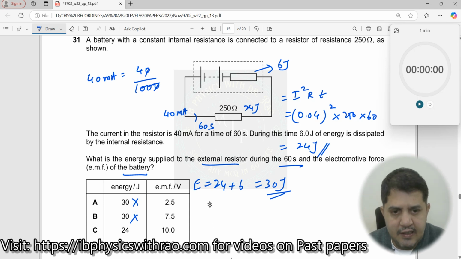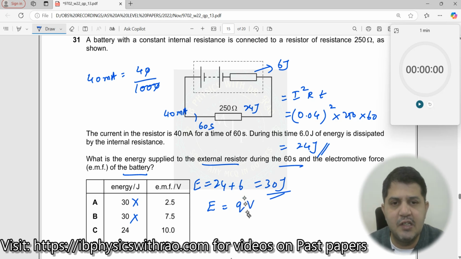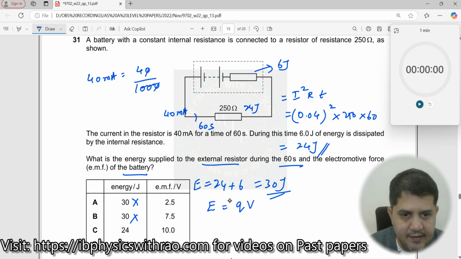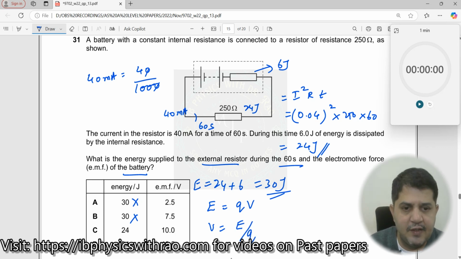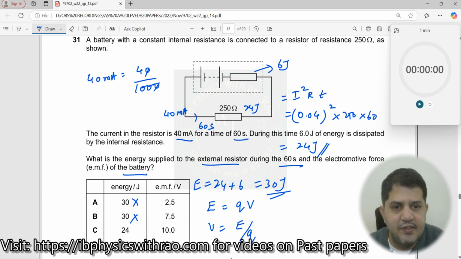We know energy spent by the battery can be written as Q times V. What is V? Potential difference, across this over here. So I can find this value of V: V should be equal to E divided by Q. But what is the value of Q? Can I substitute Q as 1.6 into 10 power minus 19? No, don't do that, because 40 milliampere for 60 seconds is given, so I can find Q from here.